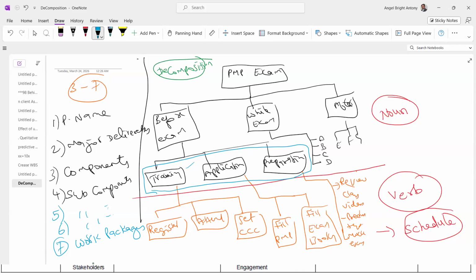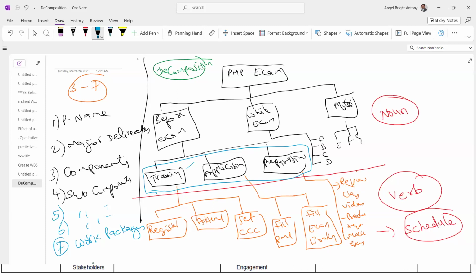3 to 7 levels is for guidance. In a real-time project, depending on the project, you may have more than 7 or less than 7. I have worked in projects with more than 10 levels of WBS. But that was the necessity. We have to go to that level to get the required information.